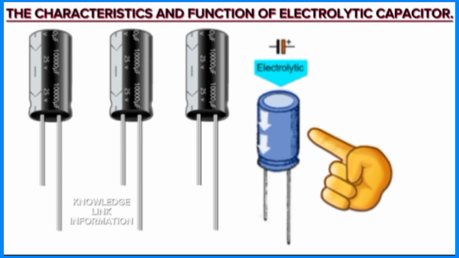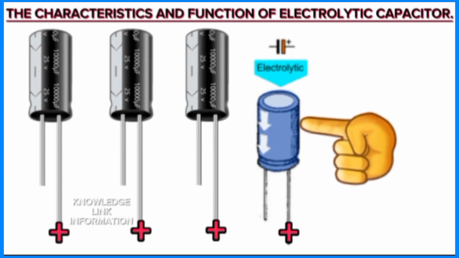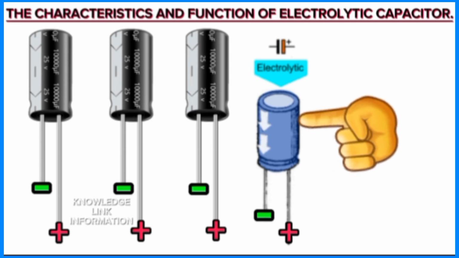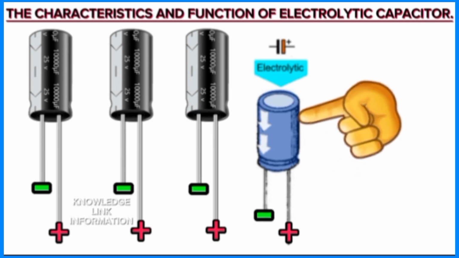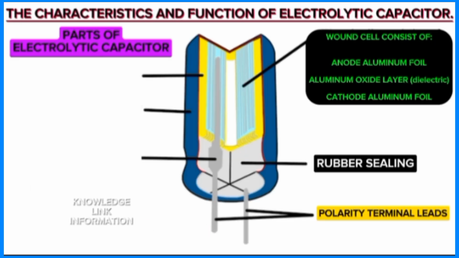The electrolytic capacitor is a polarized type, in which the anode or positive plate is a metal substrate with an oxide film, while the cathode or negative plate is connected to the solid or liquid electrolytes. Here are the typical parts of an electrolytic capacitor.